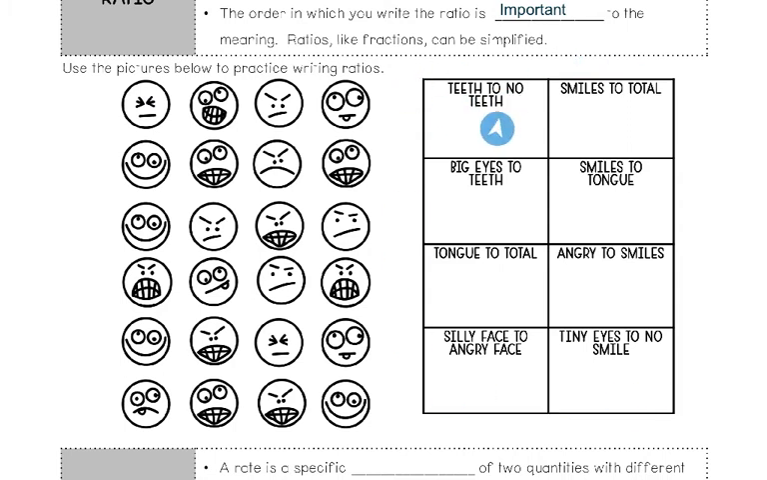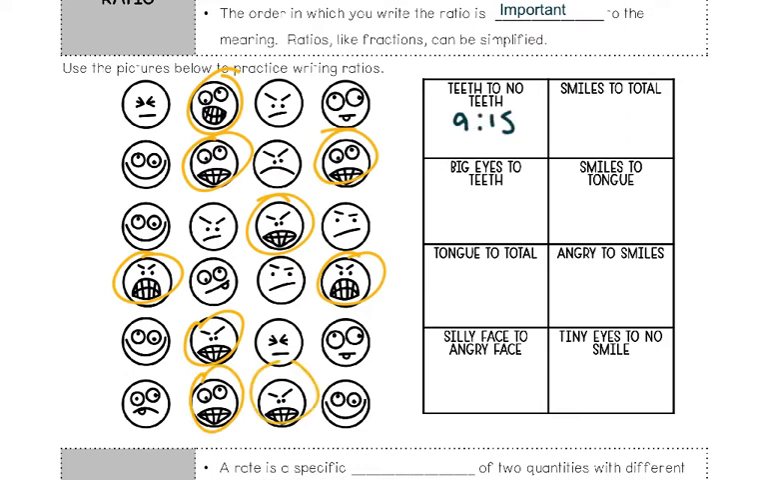It says teeth to no teeth. So I want to go through and circle all of the smiley faces that show teeth. I count 9 to 15, so we can write 9 to 15. But like we just saw, ratios are like fractions. They can be simplified. So I can write it 9 to 15 like that, or I can write it 9 over 15, which is the same thing as 3 to 5.